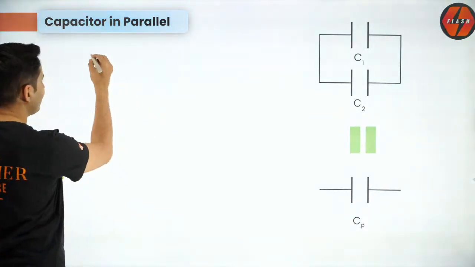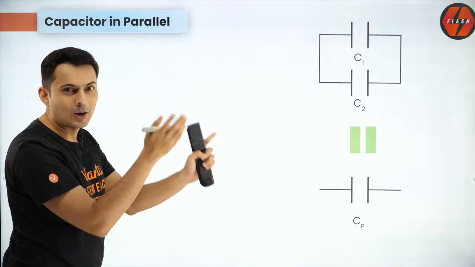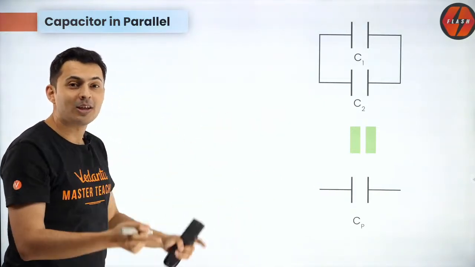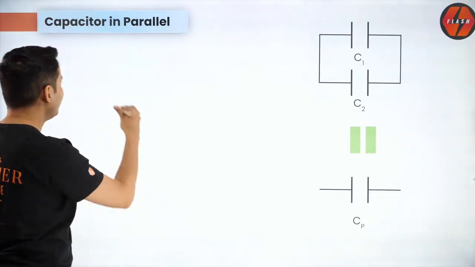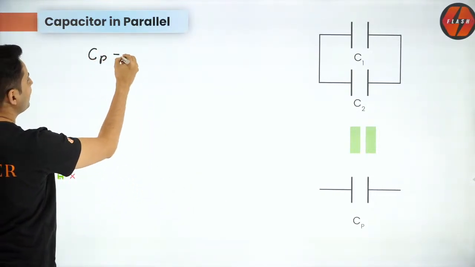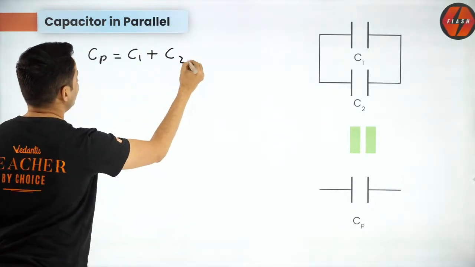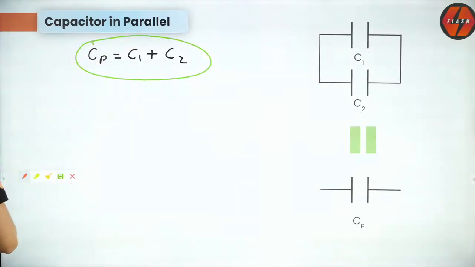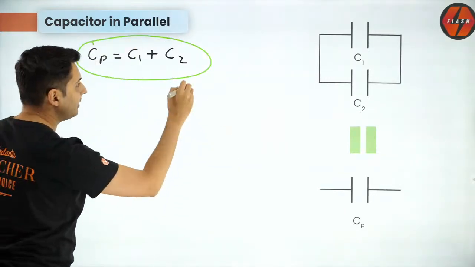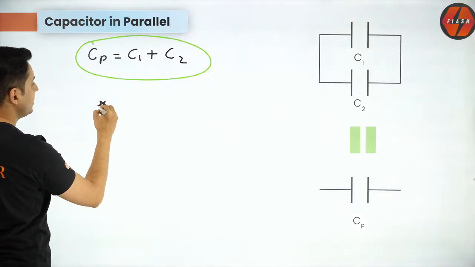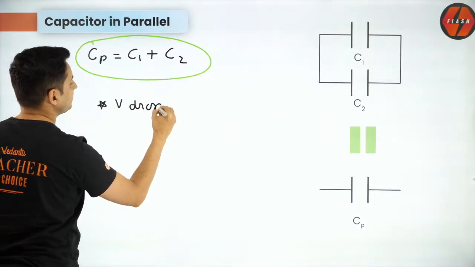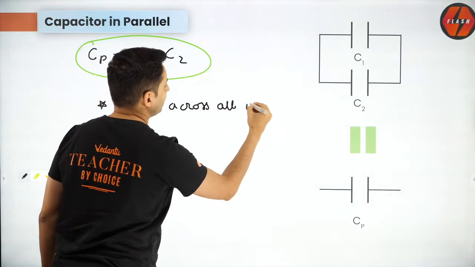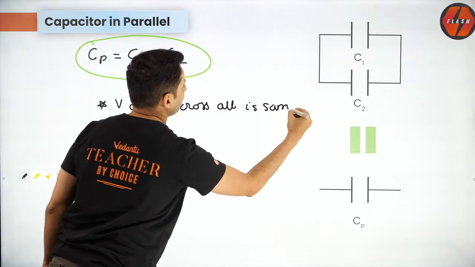Now the formula is again quite opposite to that of resistors. For parallel, use the formula of series in the resistor. So CP will be nothing but C1 plus C2, the formula that you have used for series resistance. And in parallel circuits, what will happen, guys? The voltage drop across all capacitors is the same.